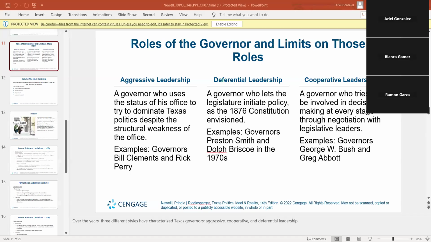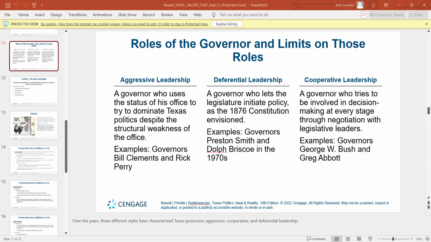Okay. All right. So before we get to the roles here, we're also going to take a look at this quick chart, which discusses leadership styles that governors have had in the past. We have three types of leadership styles here: aggressive leadership, differential leadership, and cooperative leadership.